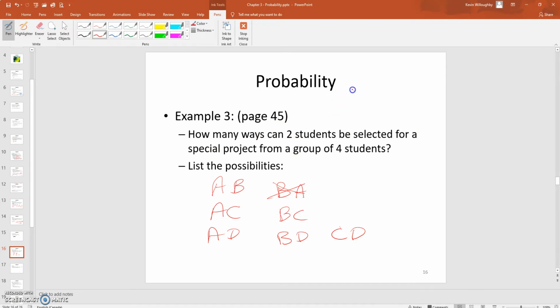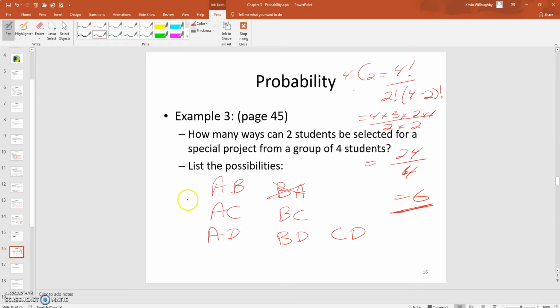Let's jot that up here. 4C2 would equal 4 factorial divided by 2 factorial, and then also divided by the difference, factorial. So 4 factorial, 4 times 3 times 2 times 1, 2 factorial, 2 times 1, and then 4 minus 2 factorial, another 2. So 4 times 3 times 2 is 24. 24 divided by 4 equals 6. So that is our answer, and we see that here we have 6 outcomes.